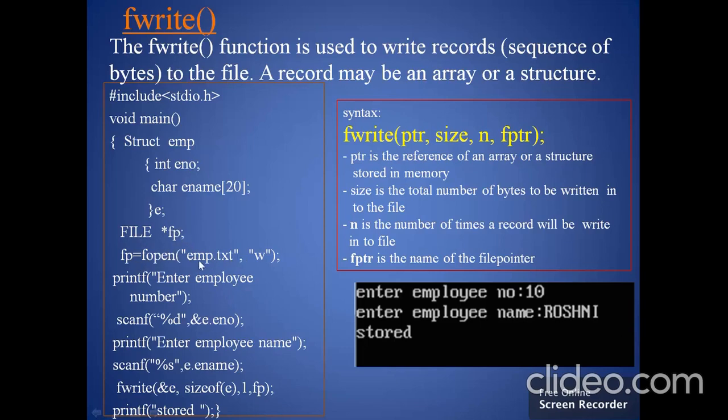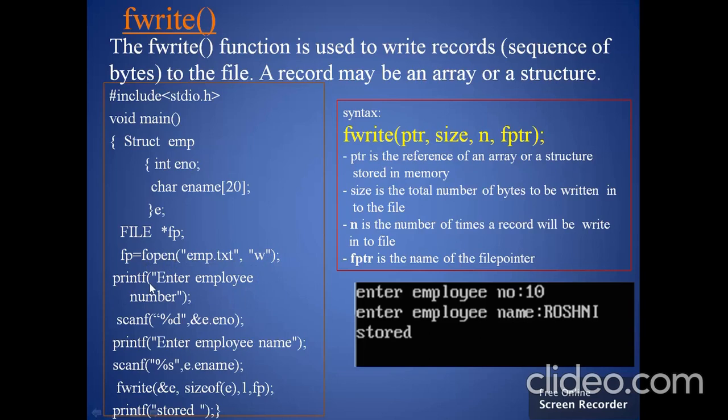Then we have to open the file. For that purpose, we will write the statement, that is fp is equal to fopen. Inside the brackets, inside double quotes, we'll have emp.txt. Then we'll put a comma. Then inside another pair of double quotes, we will write w. That means here fp is the name of the file pointer, fopen is the function used to open the file, emp.txt is the file name, and w indicates the mode. This w indicates write mode. That means this file is open for writing some values into the file.